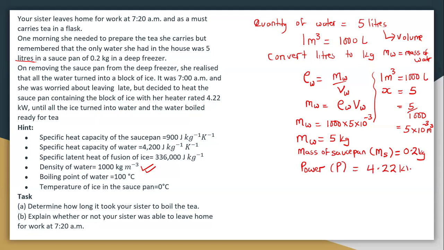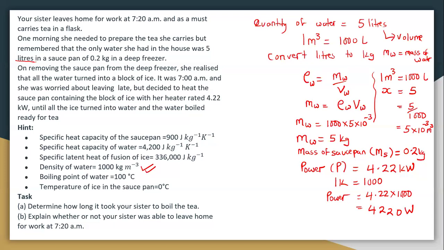4.22 kilowatts. But you know the standard unit for power is watts. You need to remember that 1 kilo is equivalent to 1,000. So in order for us to obtain our power, we shall say that our power is equal to 4.22 times 1,000, which gives us 4,220 watts. So that is our power.